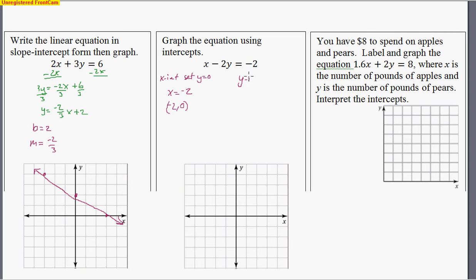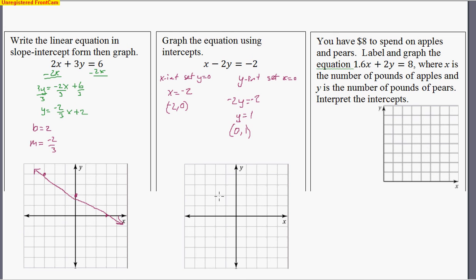So for the y-intercept, I'm going to set x equal to 0. So when I do that, I cancel out the x term, left with negative 2y equals negative 2. Dividing by negative 2 gives me y equals 1. So this point is 0, comma 1.